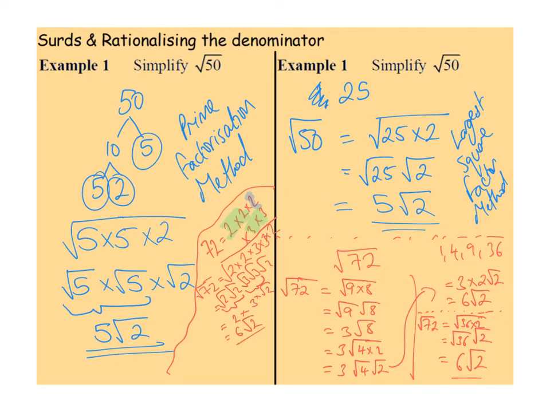So those are the two methods. I've done it with two different values here, 50 like they've done in the document and 72. I wouldn't be surprised if 72 is on your list of practice questions, so that should be a nice easy one for you. I've done it all for you.